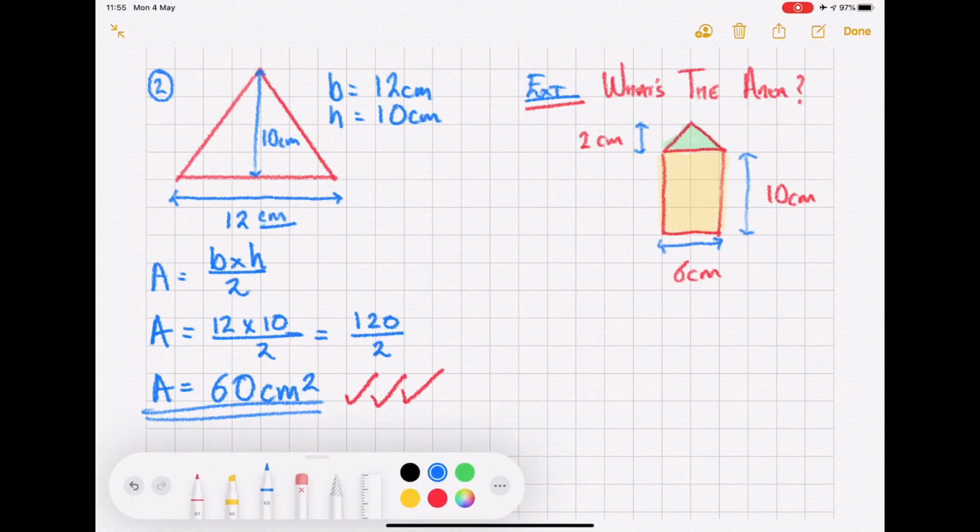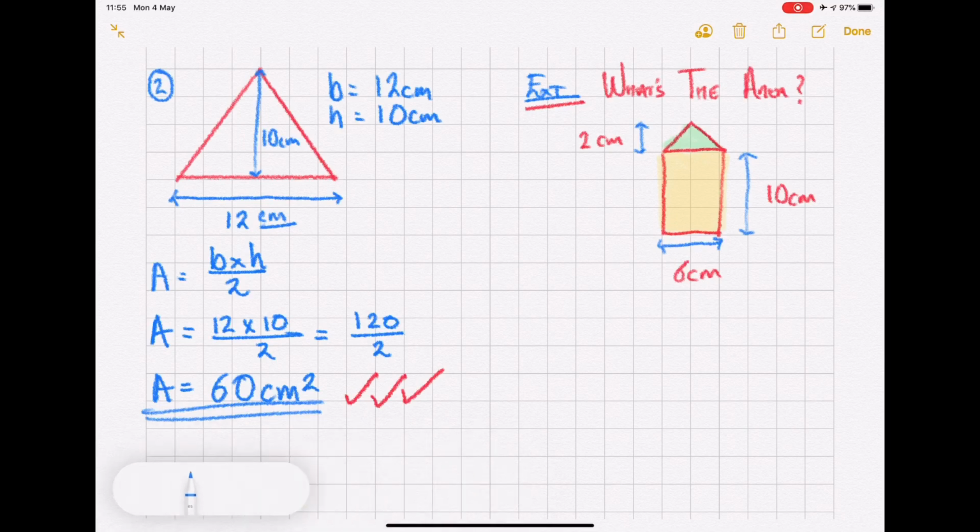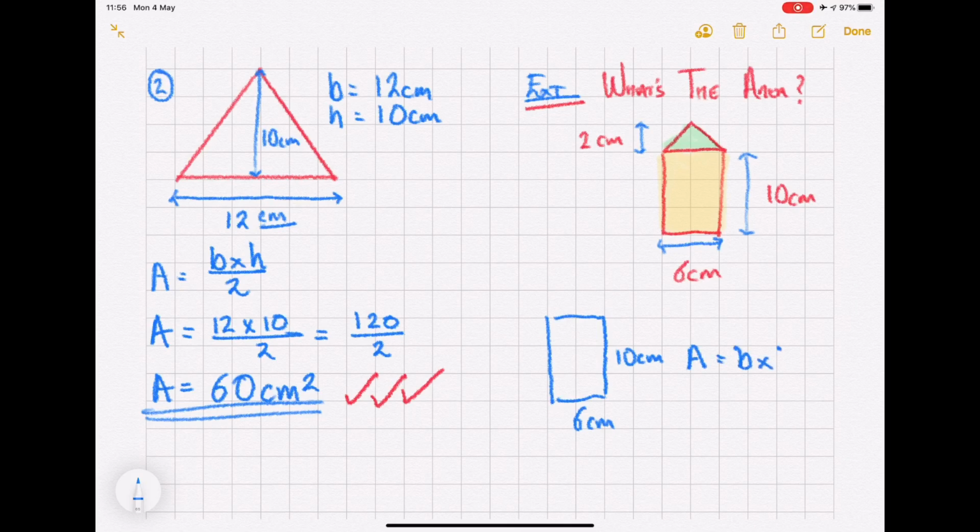So what we can do is work out the area of those 2 shapes independently and then add them back together. So let's work out the area of the rectangle. If we just do a little diagram of this rectangle, so it's 6 centimetres, 10 centimetres. How do we work out the area of a rectangle? Well, that's base times by height.